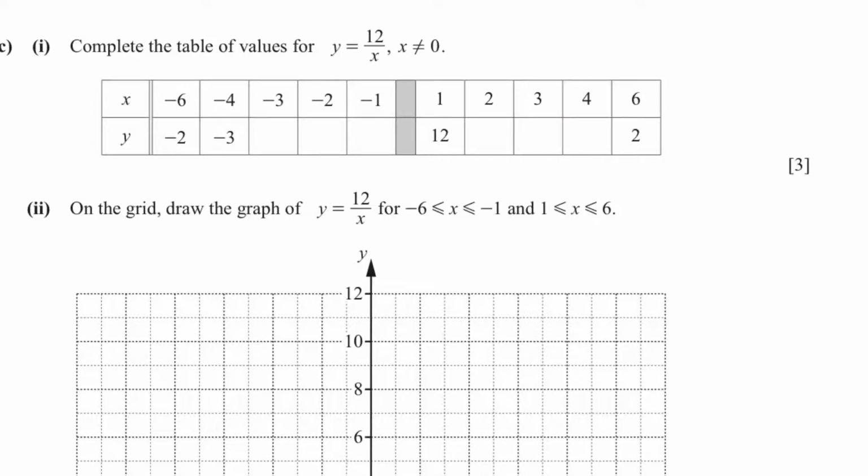When we replace negative 3, 12 divided by negative 3 is negative 4. Negative 2 will give us negative 6. And 12 divided by 2 is 6, 4, and 3. So that question is done.